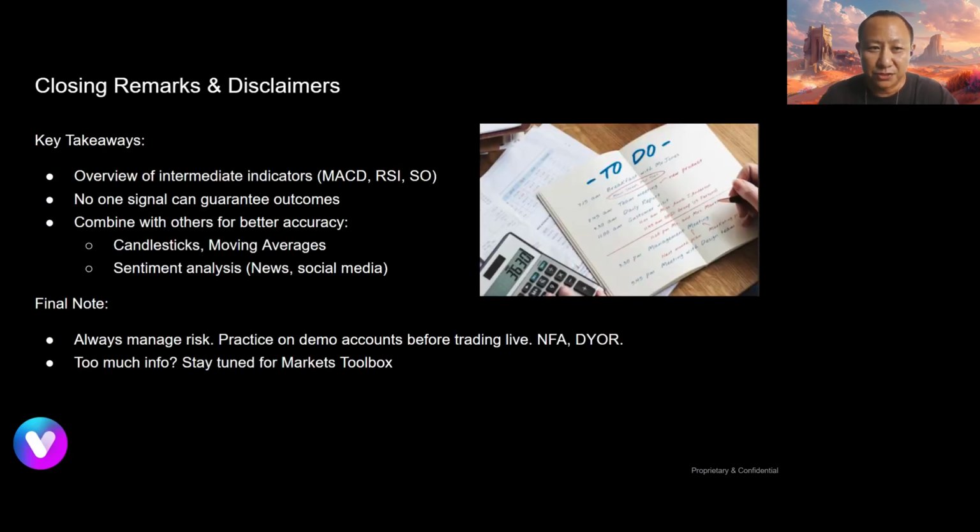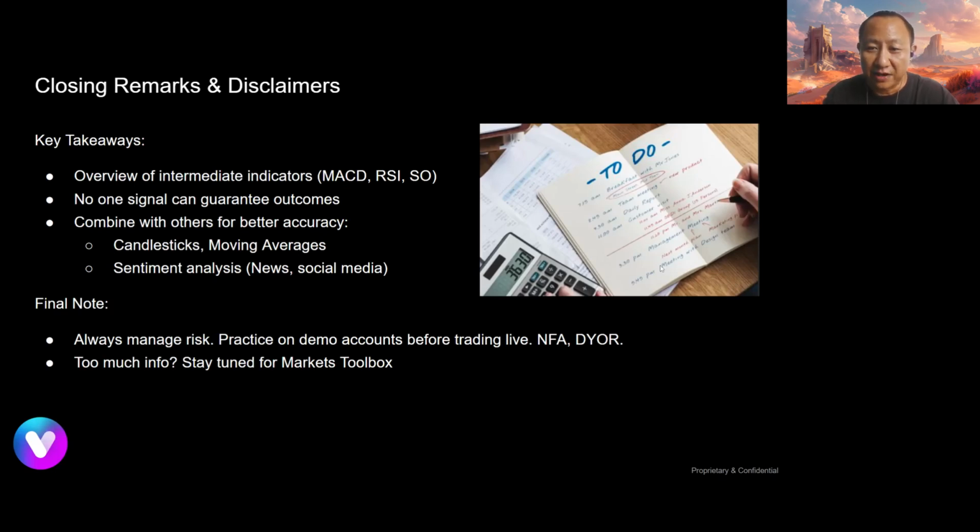All right, so today we've gone through a very gentle introduction to the intermediate indicators: MACD, RSI, and the stochastic. Again, no one signal can guarantee outcomes. Usually they are combined with others to have better accuracy in terms of your entry or exit decisions. You can combine the intermediate indicators with your candlesticks, with your moving averages, and of course sentiment from the news and social media, and that would paint a clearer picture about what the market is doing and what to expect.